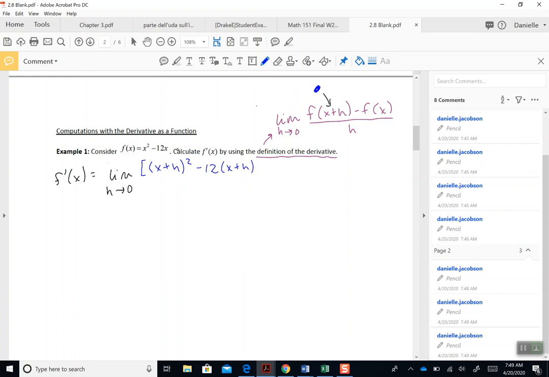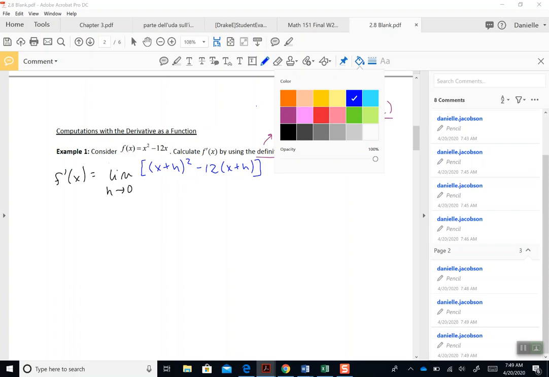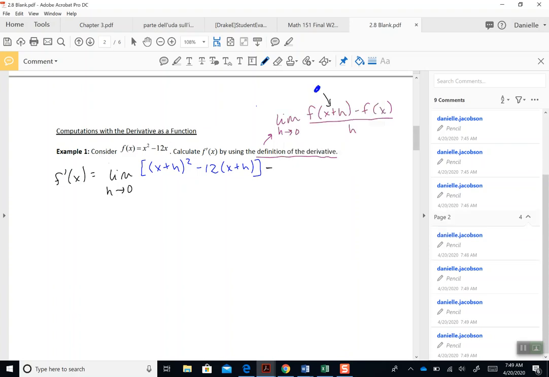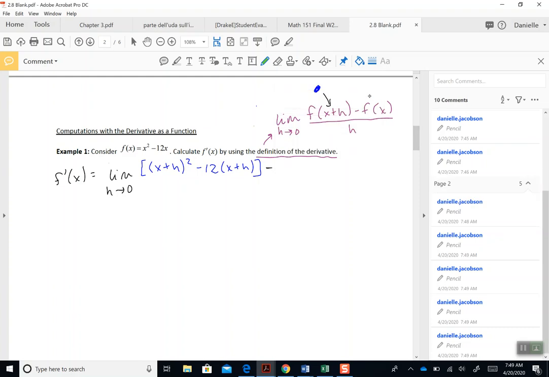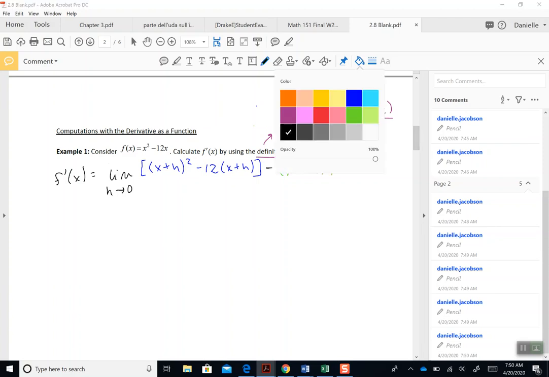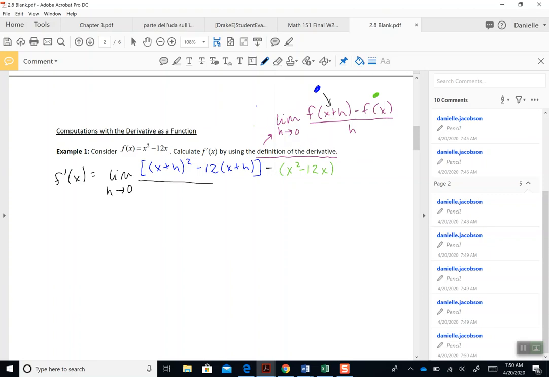All right, now I've run that through the whole function, so I'm done with the f of x plus h part. Next I need to have my little minus sign from my derivative equation. So this minus comes from here. Okay, and I need to look at f of x. Well, f of x is kind of nice because it's already spelled out for me. So f of x, I'll do green. Here it tells us exactly what f of x is, so all I have to do is substitute the x squared minus 12x in. And then from our derivative equation, this is all divided by h.